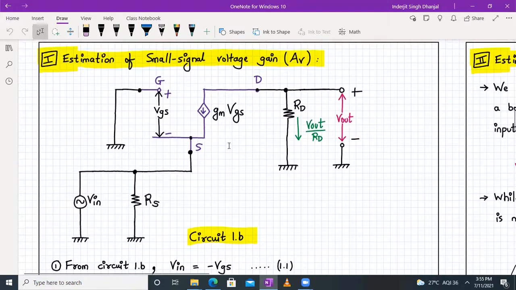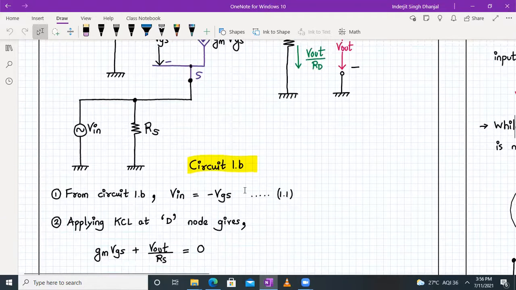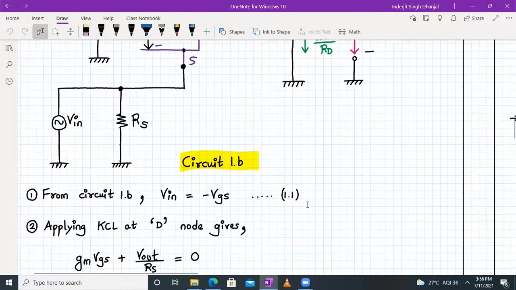Now, from this circuit, can we relate Vin and VGS? Yes, we can. Because as you can see, the gate terminal is connected to the ground, and the other terminal of Vin is also connected to the ground. So if you see carefully, Vin will be equal to minus VGS. I repeat, even if you apply KVL at the gate source loop, you will get the same result. From looking at the circuit, Vin is equal to minus VGS. So that's the first observation we write over here: Vin is equal to minus VGS.